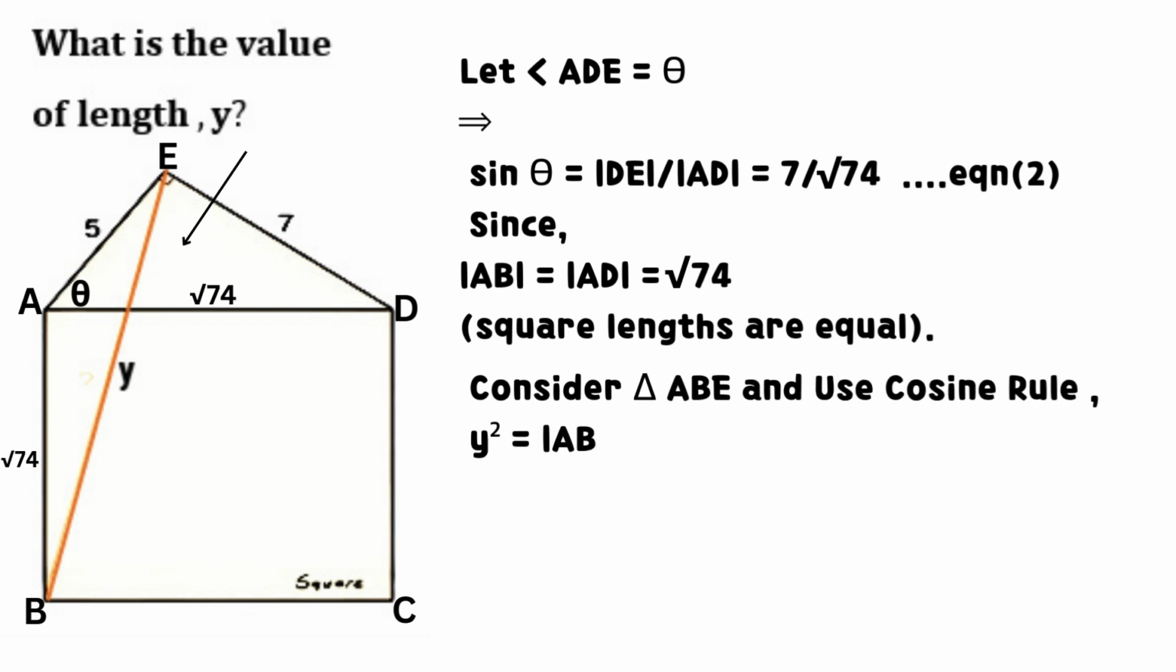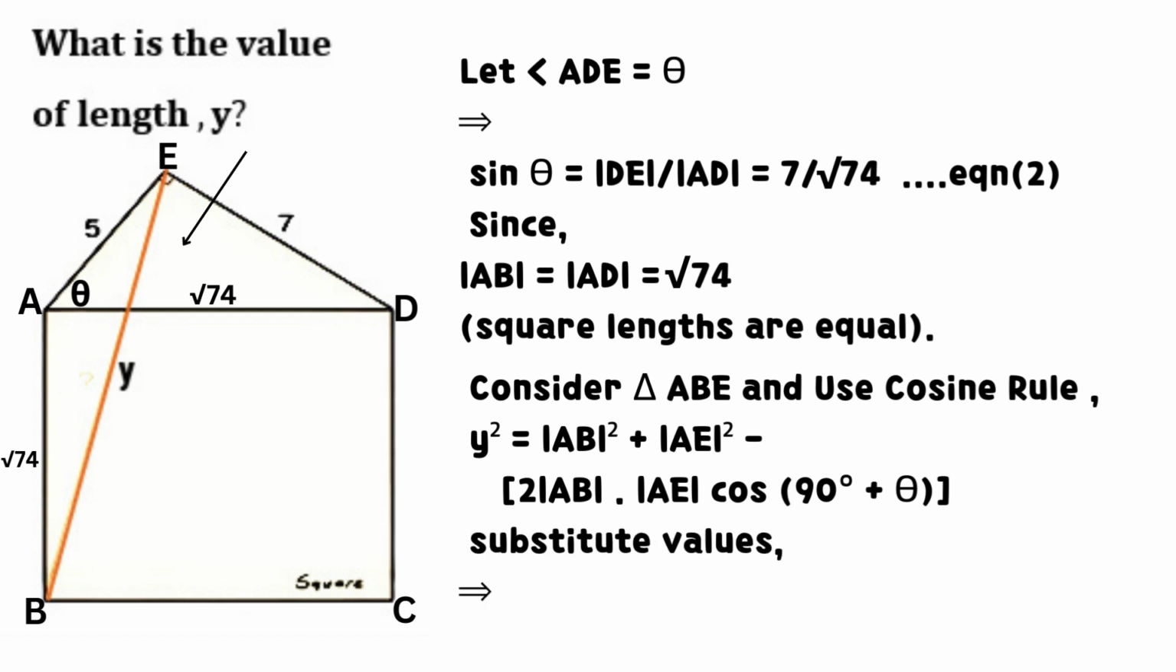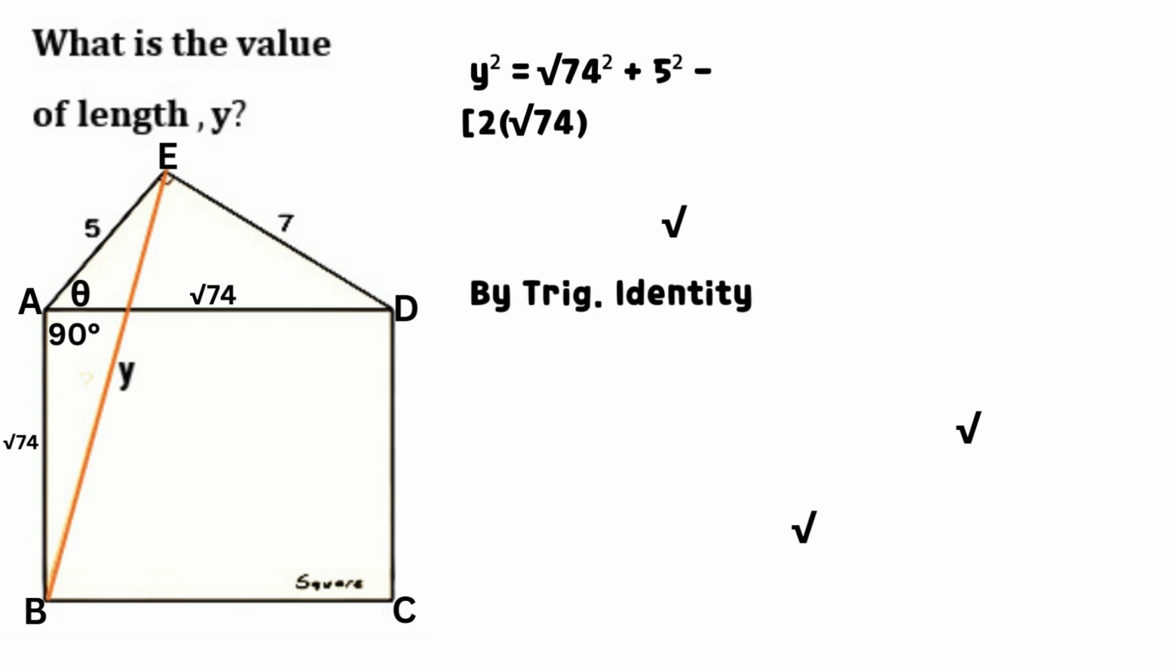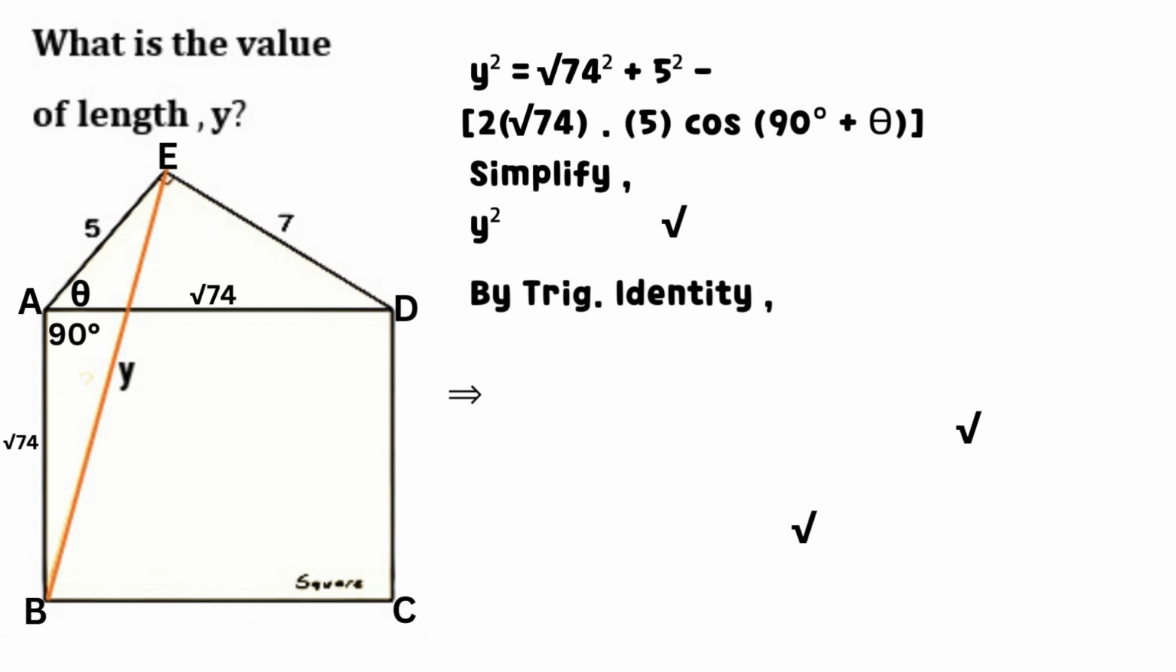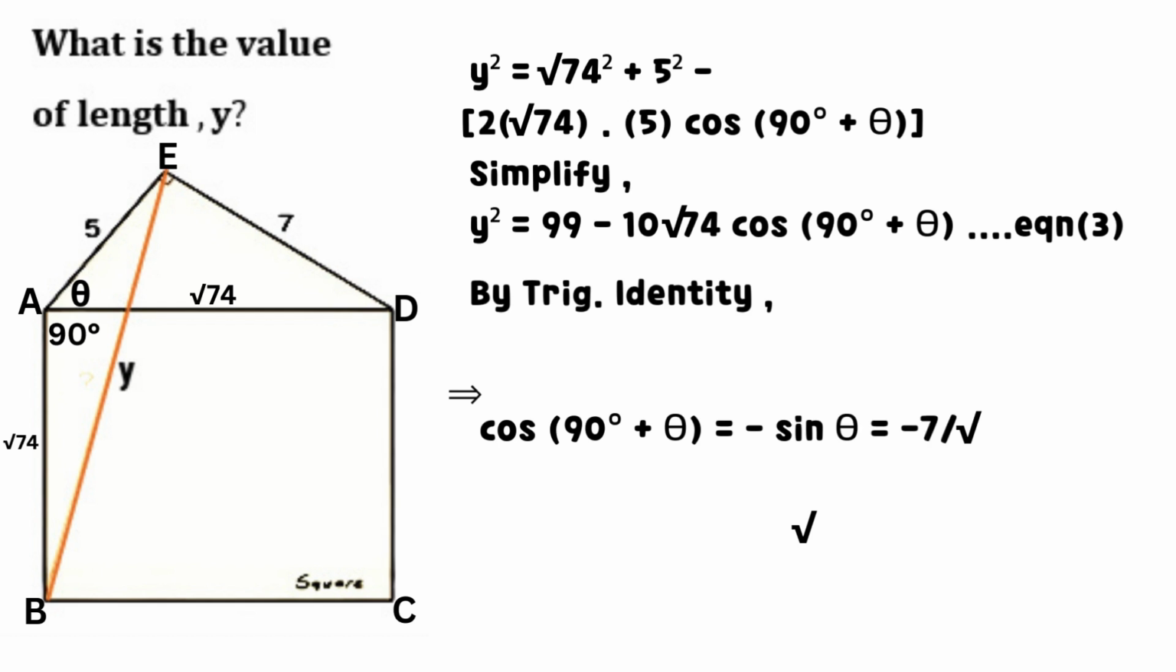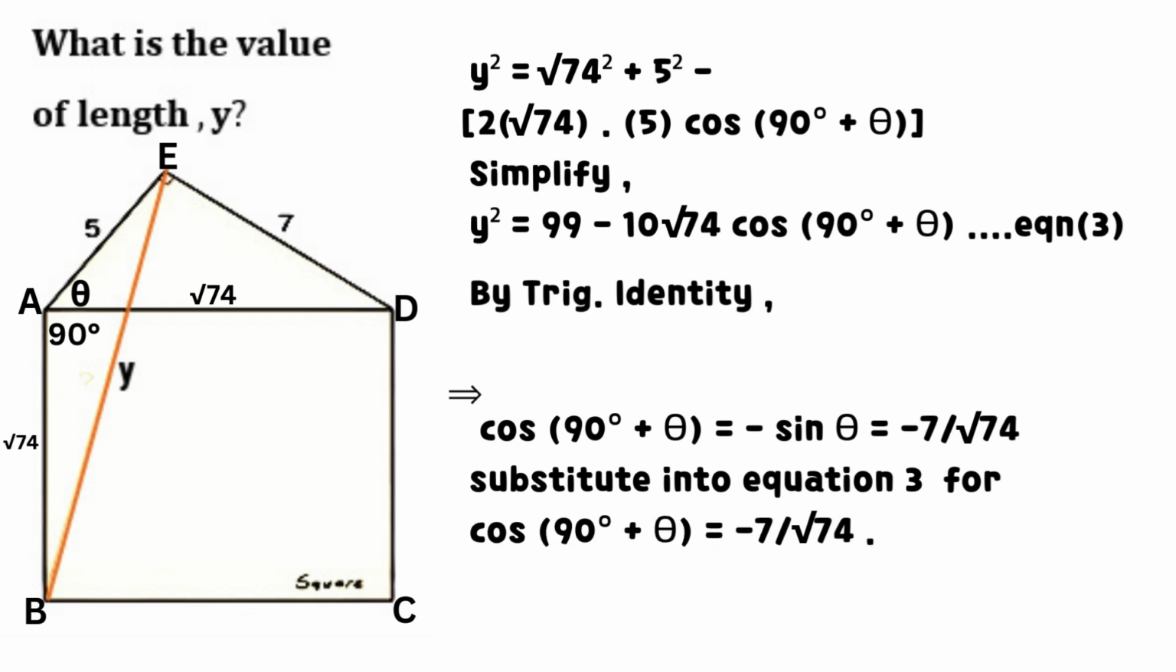Consider triangle ABE and use the cosine rule. The square of y equals the sum of the square of line AB and the square of line AE minus 2 times the product of line AB and line AE multiplied by cosine of 90 degrees plus theta. Substitute values of line AB and line AE into the above equation. It implies that the square of y equals the sum of the square of the square root of 74 and the square of 5 minus 2 times the product of the square root of 74 and 5, multiplied by cosine of 90 degrees plus theta. Simplify, and we obtain equation 3, as shown on the screen.